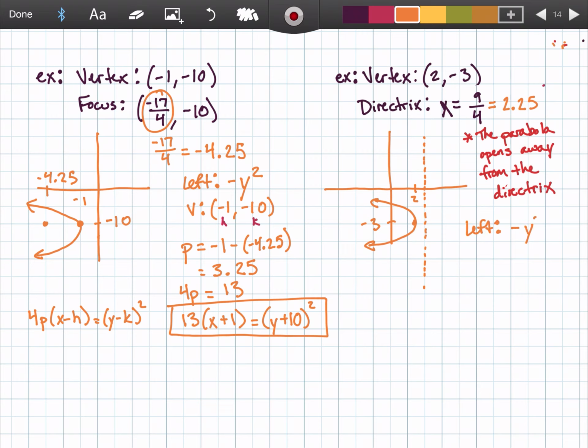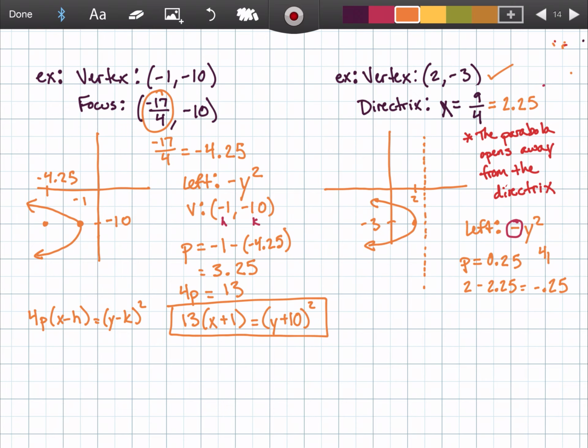which means I'm going to have a negative y squared. I have my vertex up there, and now p is the distance. Okay, so what is the distance between 2 and 2.25? Well, that's just 0.25. And I could do that through subtraction. If I did 2 minus 2.25, negative 0.25. Honestly, because we know that we're going to have this negative with our y squared, because it opens to the left, it doesn't really matter if you get p as positive or negative, because we know that we're already going to have that negative. So that is a minor detail. So we're going to focus on p being 0.25.